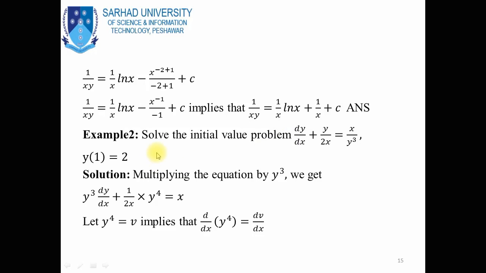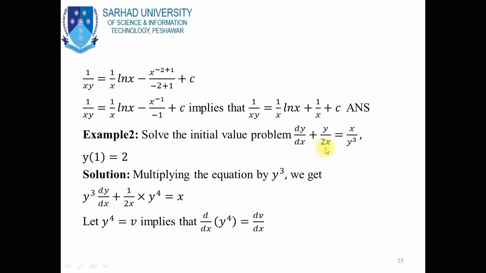Now let's move to another example to solve this initial value problem. dy by dx plus y by 2x is equal to xy by 3, and with this equation, this is the given condition: at x is equal to 1, the value of y is 2. We will use this value at the end in the solution. The solution is a general solution, and the general solution has an arbitrary constant c. So to find the value of c, we will use this condition at the end when we obtain the solution of this differential equation.